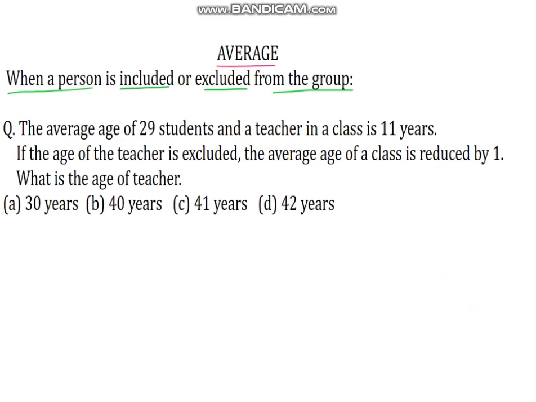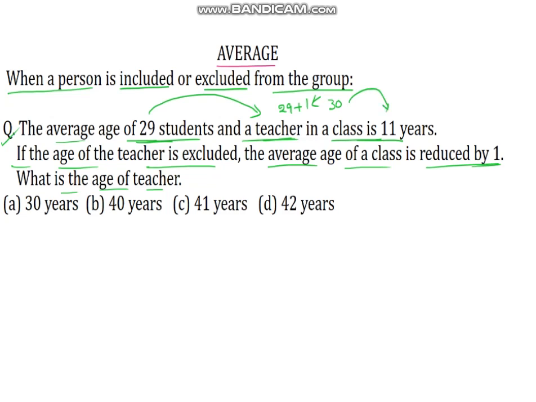Coming to the next question. The average age of 29 students and a teacher in a class is 11 years. If the age of the teacher is excluded, the average age of the class is reduced by 1. What is the age of the teacher? In the previous video, the teacher was included in that group, but here the teacher is excluded from that group. Here, how many people are there? Total 29 plus 1, where 1 is the teacher. 29 students and a teacher, so 30 people's average is 11 years.